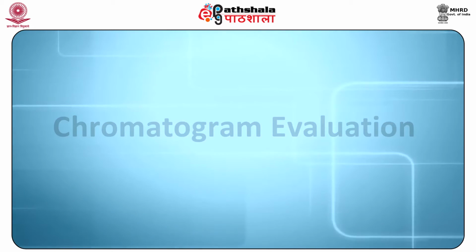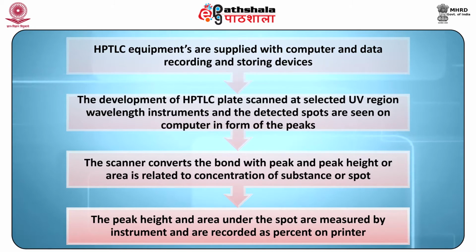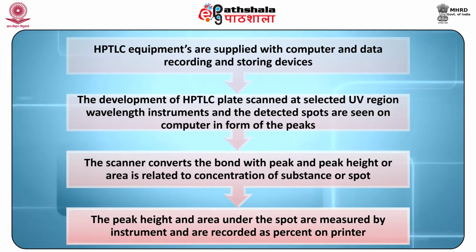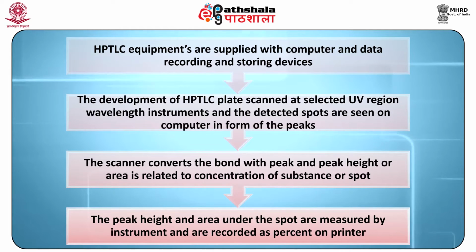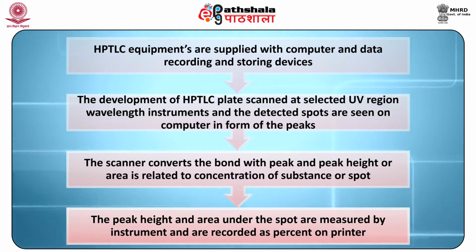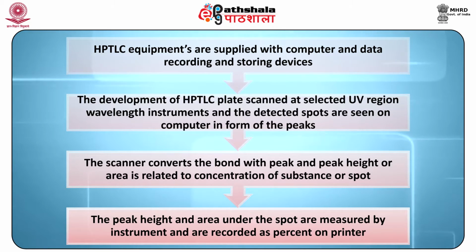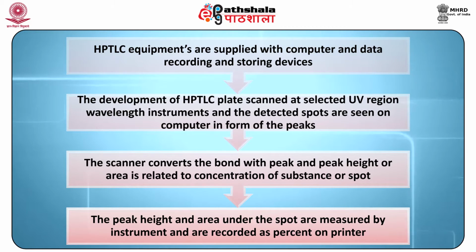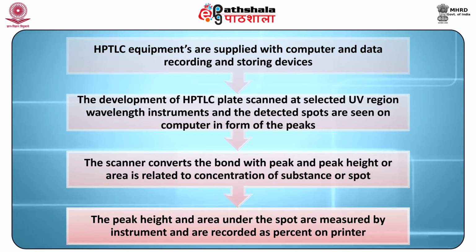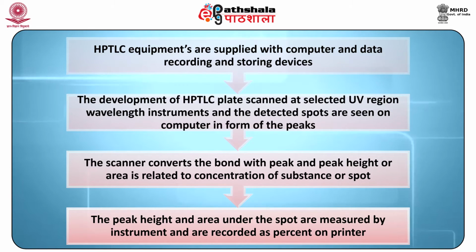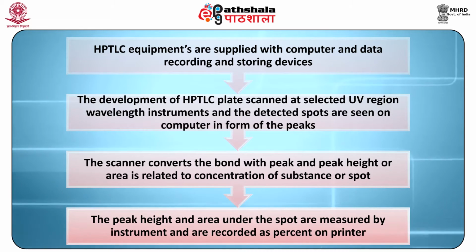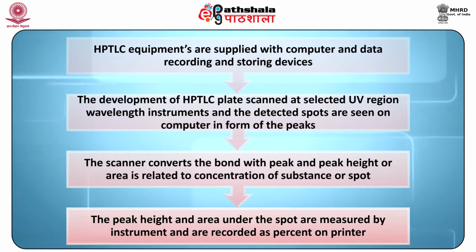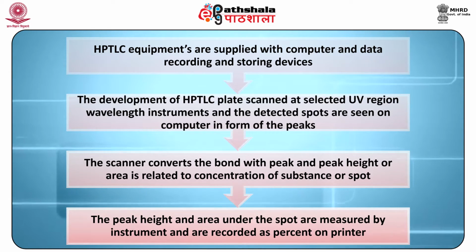Chromatogram evaluation. HPTLC equipment is supplied with computer and data recording and storing devices. The developed HPTLC plate is scanned at a selected UV region wavelength, and detected spots are seen on the computer in the form of peaks. The scanner converts the band into a peak, and peak height or area is related to the concentration of the substance or the spot. The peak height and the area under the spot are measured by the instrument and recorded as a percentage on the printer.